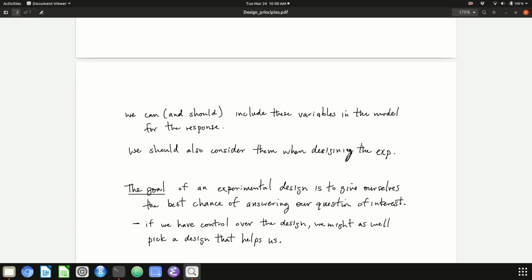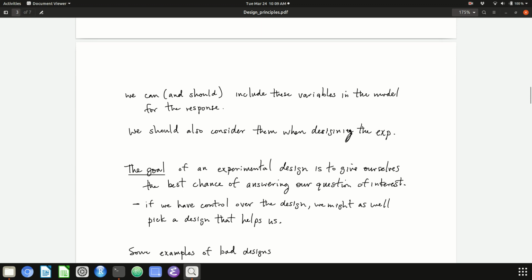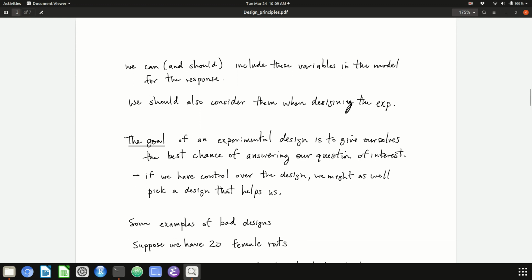All right, so that brings us to what is the goal of an experimental design. The goal is always to try to answer some kind of question. So the goal of an experimental design should be to design an experiment that gives ourselves the best chance of answering our question of interest. So if we have control over the design, we might as well pick a design that helps us, as long as it's not too costly or inconvenient.